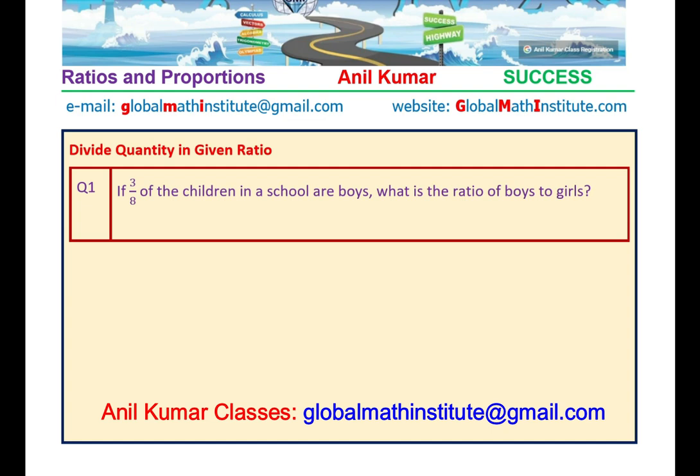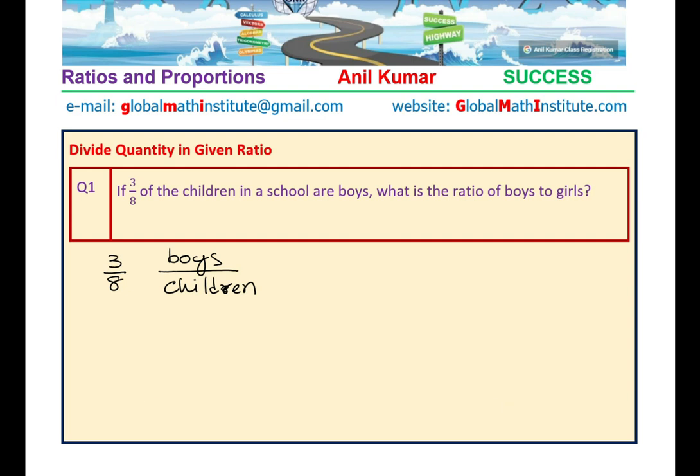So, we are given that 3 by 8 of the children in a school are boys. So this is boys, children. So children include both boys and girls, right? So what is the ratio of boys to girls? If 3 by 8 are boys to children, in that case, how many will be girls to children?